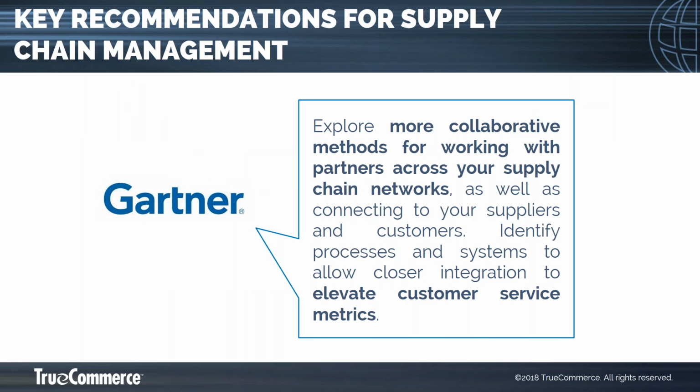Now, all of this culminates in a better business relationship. That's very much what we want at the end of the day, and this is something confirmed by Gartner. I guess many of you know Gartner, and Gartner, as a main advice lately, has been repeating this mantra: companies, your distributors, your suppliers, need to explore more collaborative methods for working with partners across your supply chain networks, as well as connecting to your suppliers and customers. You need to identify processes and systems to allow close integration to elevate customer service metrics. And that's, I would say, very much what we do with VMI.